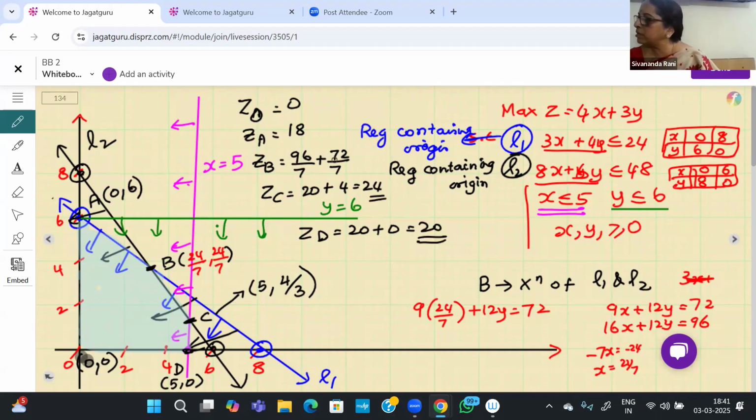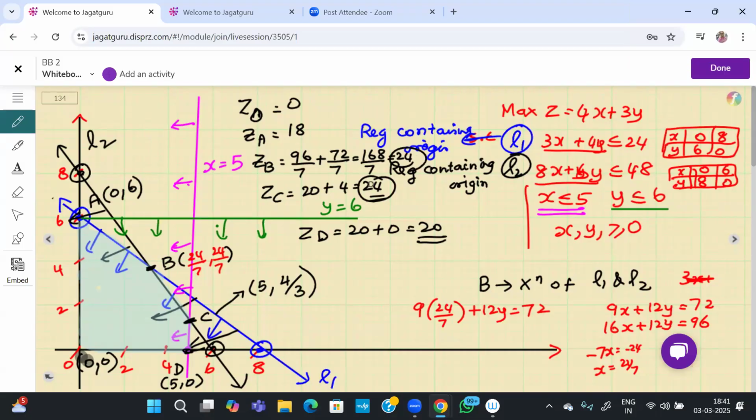Check if you got these values. And how about this? 168 by 7. I think it exceeds 24. Oh, that's also 24. Okay, both are nice problems, actually. Got it? But all these should be done within 5 minutes. That's what is my concern. Always bothered about the time you take to complete.